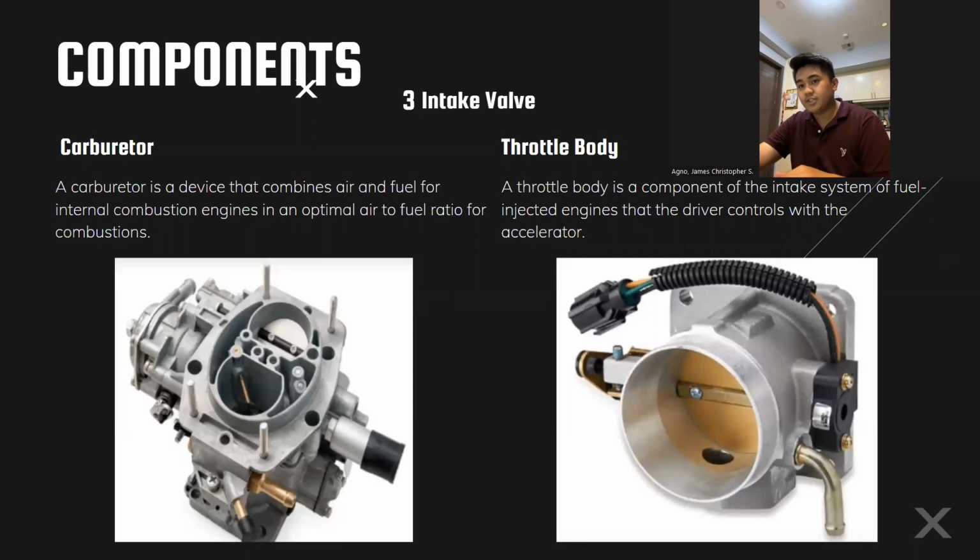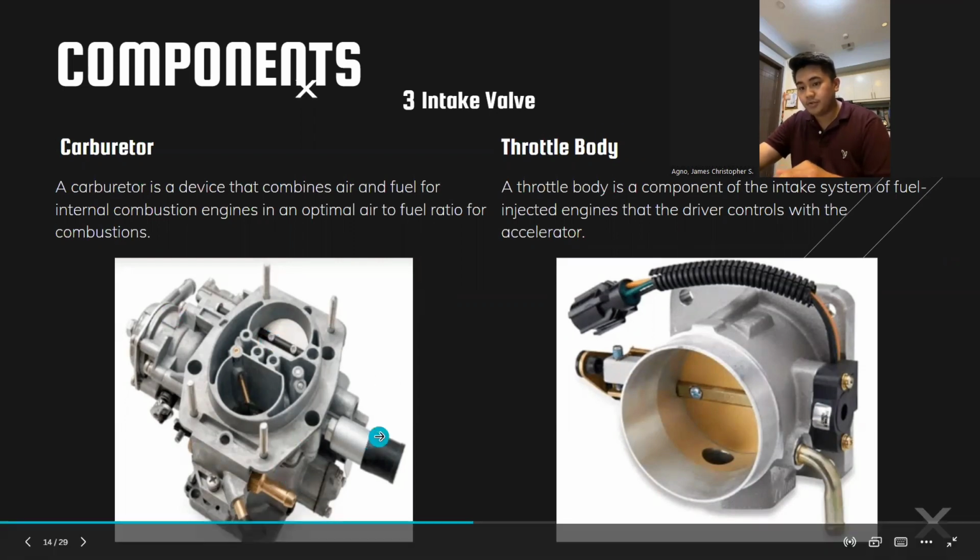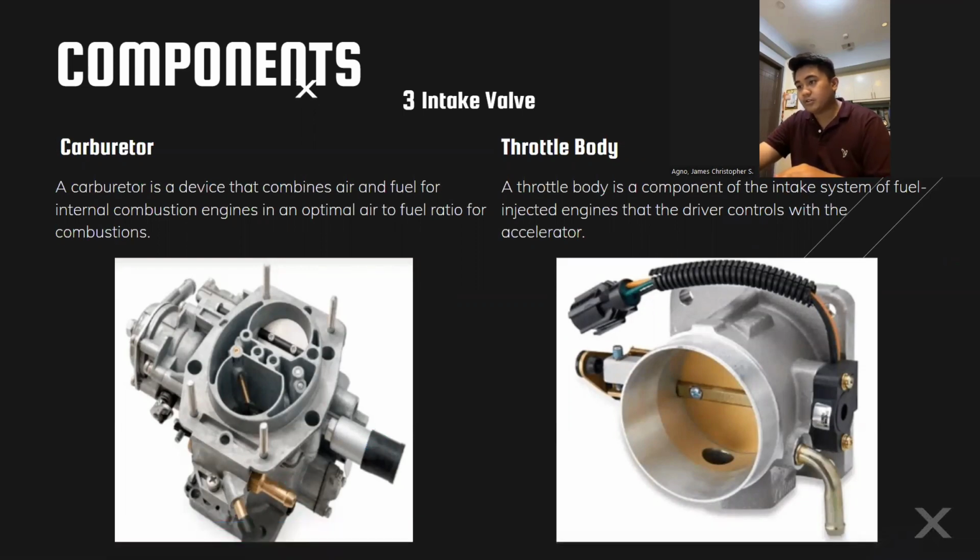Next, we have the carburetor. A carburetor is a device that combines air and fuel for internal combustion engines at an optimal air-to-fuel ratio for combustion. This is the picture example of the carburetor. Next, we have the throttle body. The throttle body is a component of the intake system of fuel-injected engines that controls the accelerator. So this is the throttle body, and both the carburetor and throttle body are part of the intake system.